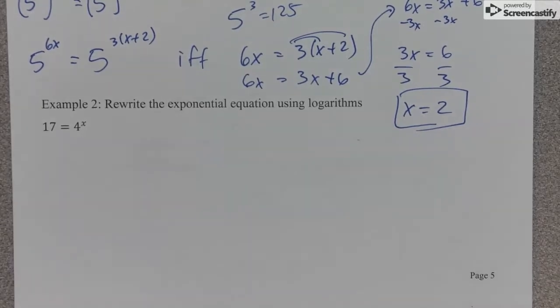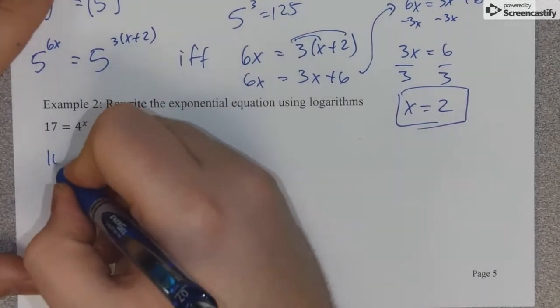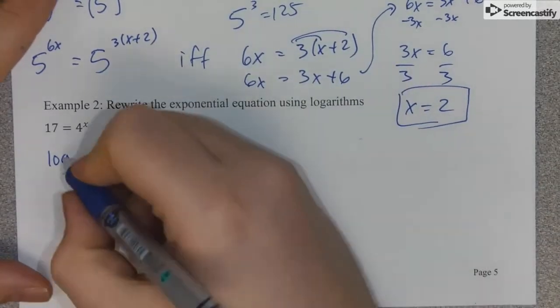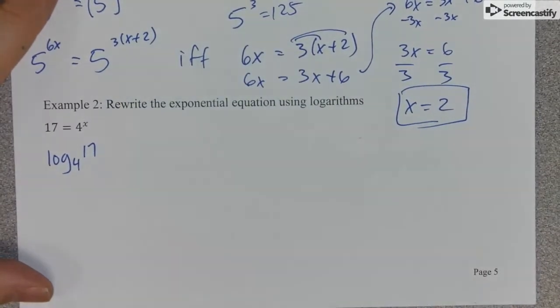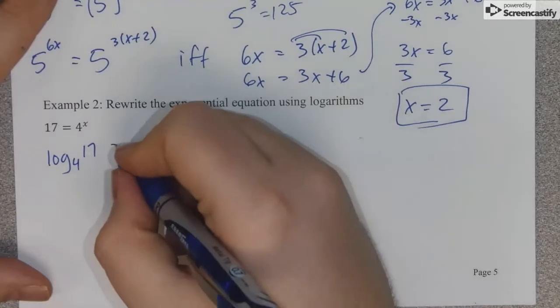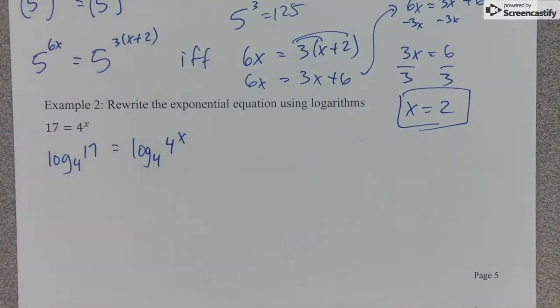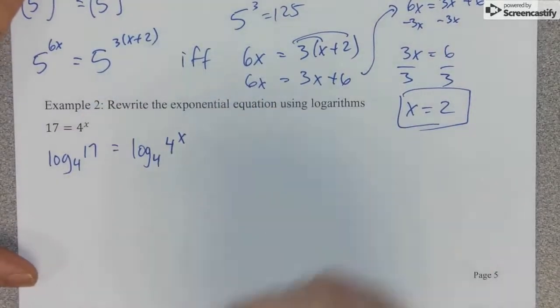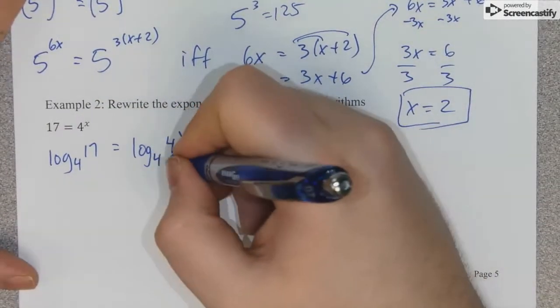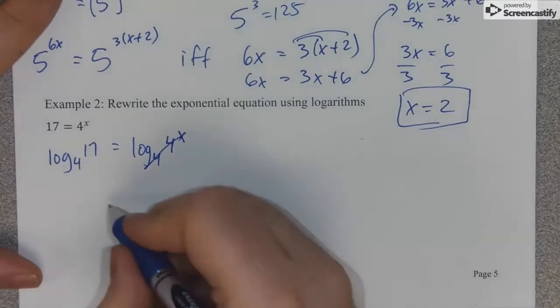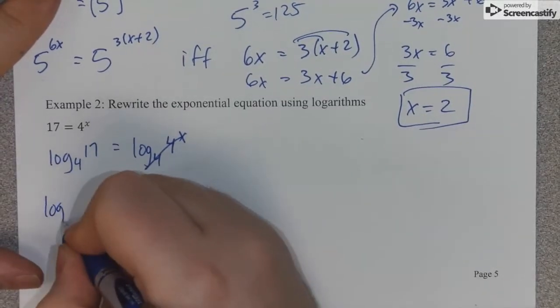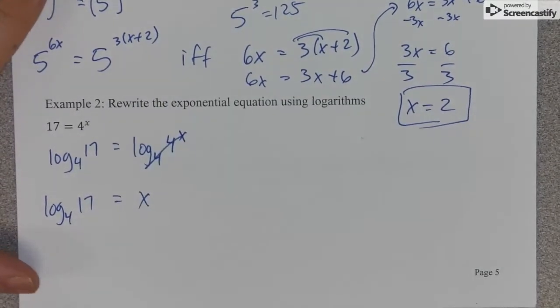So what I'm going to do is take log base 4 of 17 and set that equal to log base 4 of 4 to the x, because my base was 4. So these 4's go away, and I'm left with x. So this is log base 4 of 17 equals x.